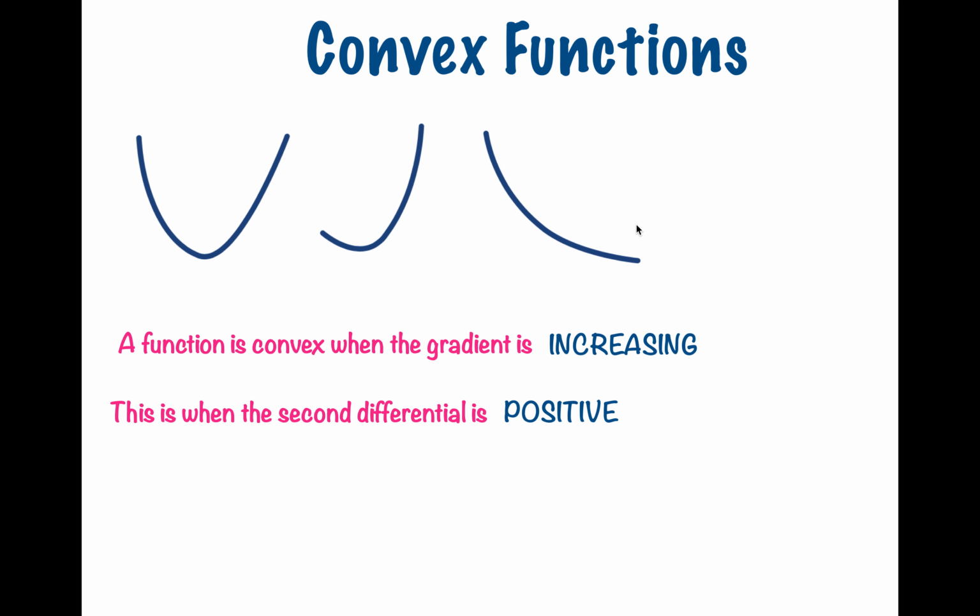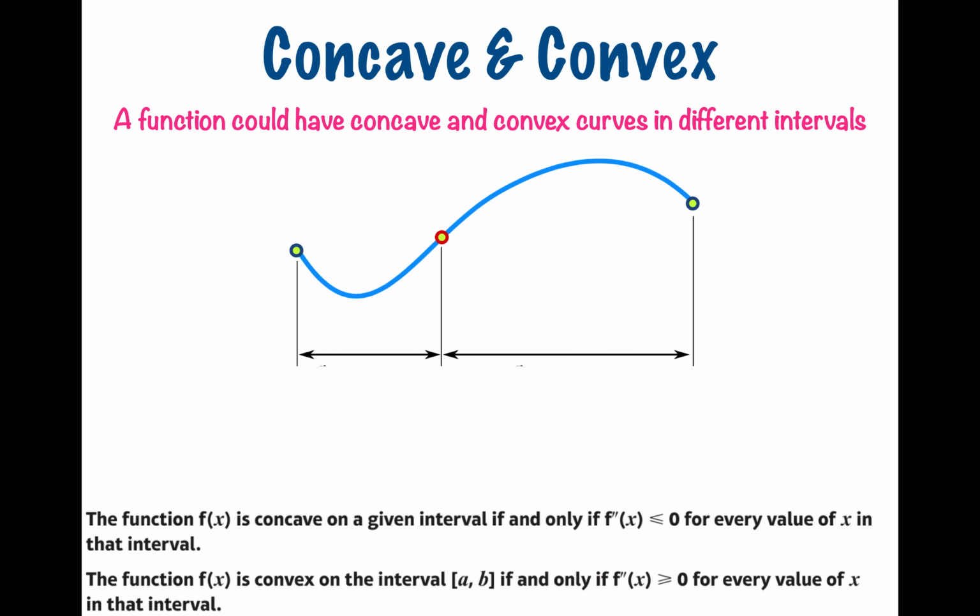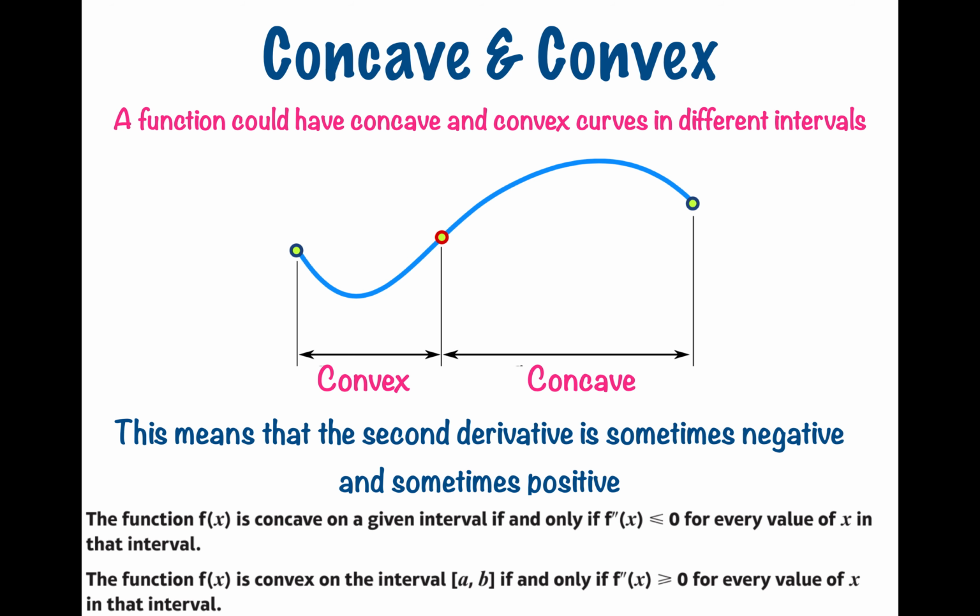Okay, so what you need is this definition. The function is concave on an interval if your second differential is less than 0, and it's convex on an interval if your second derivative is greater than 0. So in this graph, you've got a section that's convex and you've got a section that's concave, like that. So the second derivative sometimes is negative, sometimes is positive.